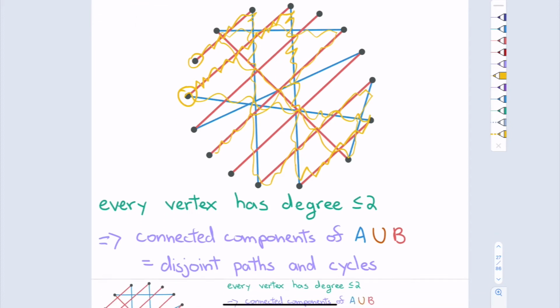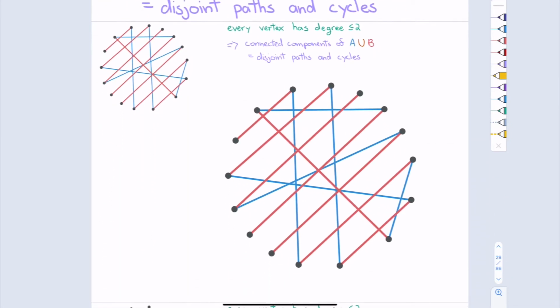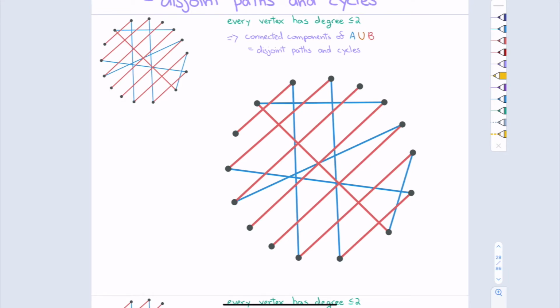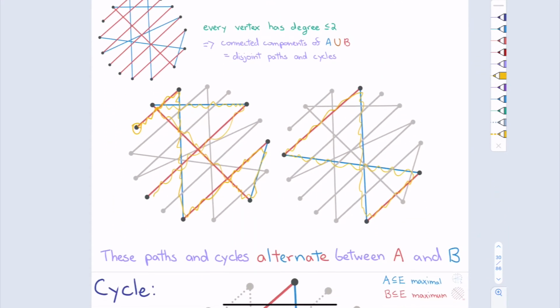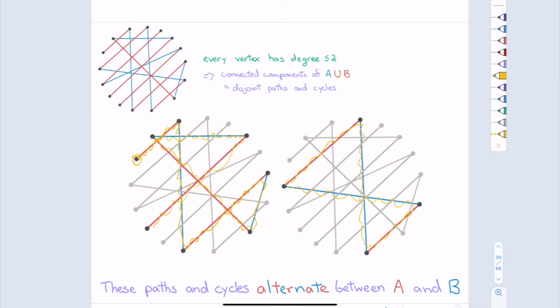So the graph will always decompose into paths and cycles because the degree is at most 2, and also it's going to be alternating colors along the cycle or along the path, just from the fact that we're combining two matchings.